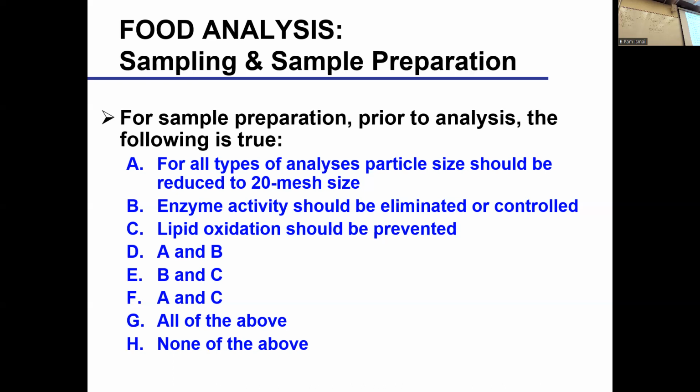Yes, we want to control enzymatic activity because enzymes can change the composition. So if there are enzymes there, some constituents will be broken down. If you're looking for starch and you have amylases that are active, it's going to break down your starch, you will have very mixed results. So you don't want enzymes to be active.